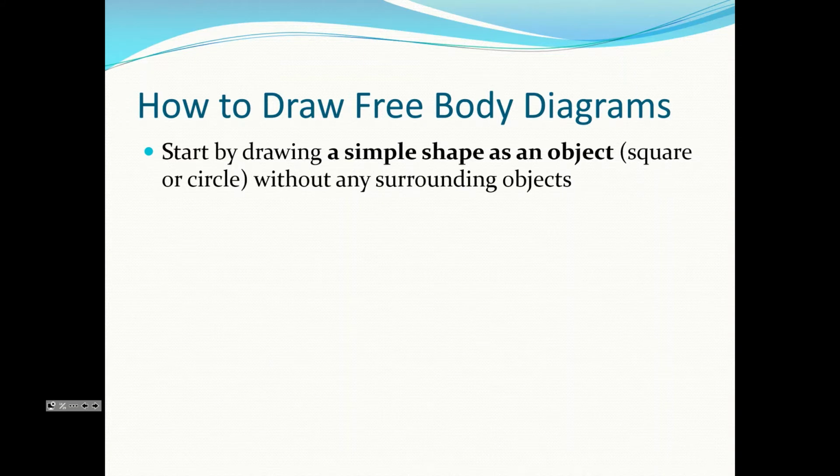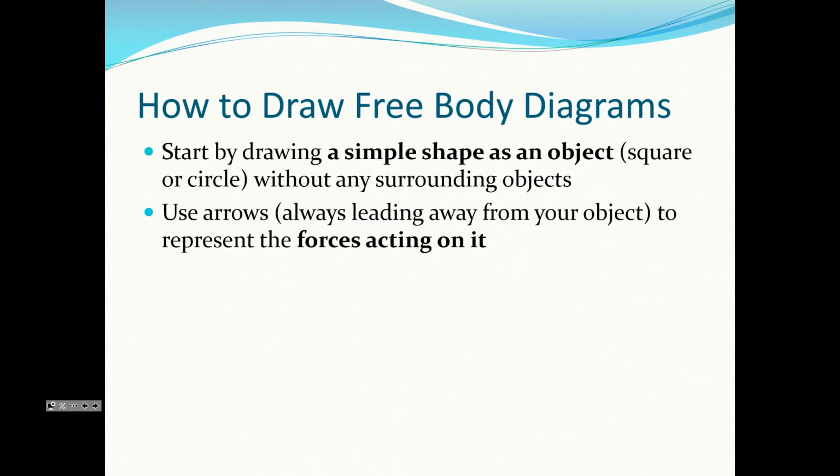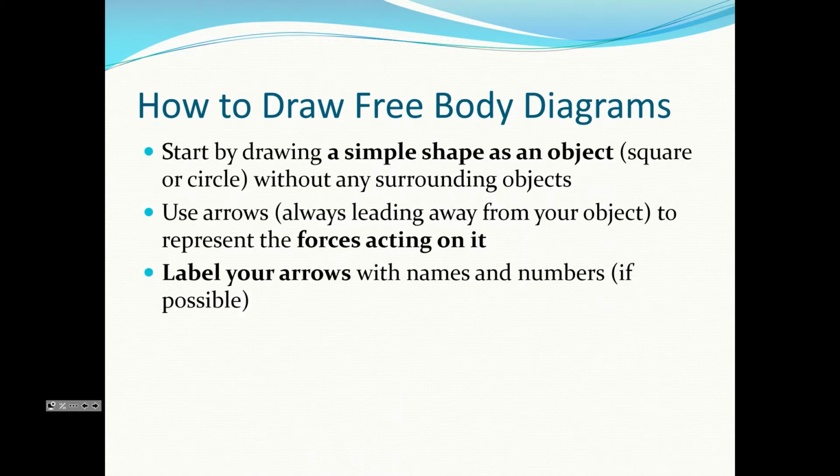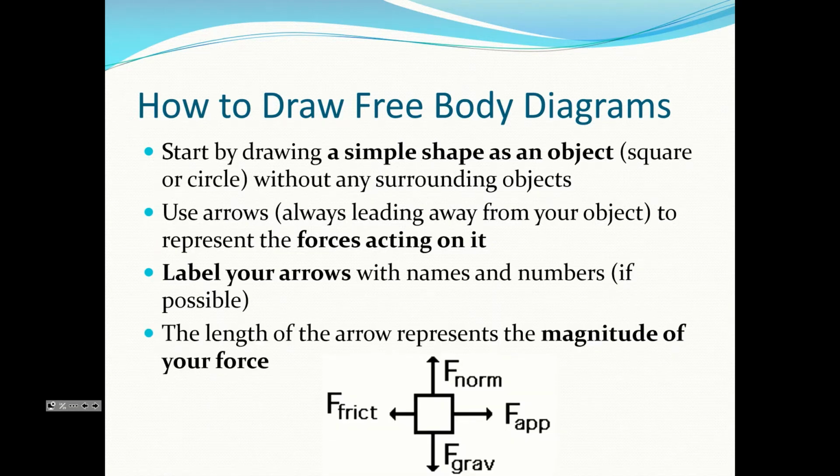So how to draw a free body diagram. Start by drawing a simple shape, such as a square or a circle, without any surrounding objects. Sometimes we do draw the floor, just to show that it is on the floor. Use arrows always leading away from your object to represent the forces acting on it, and label your arrows with names and numbers if possible. The length of the arrow represents the magnitude of the force. So this is a little example.